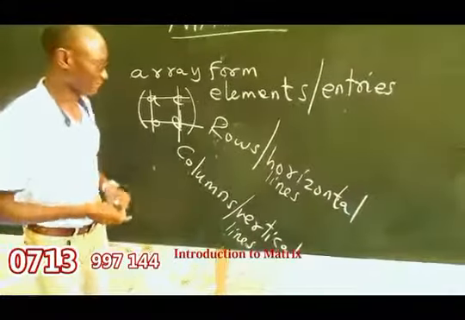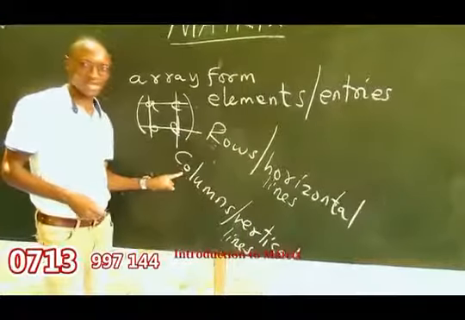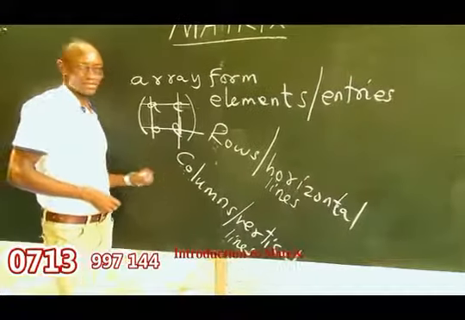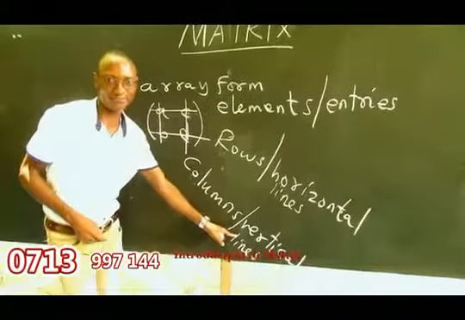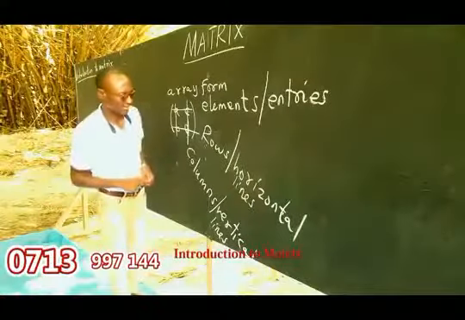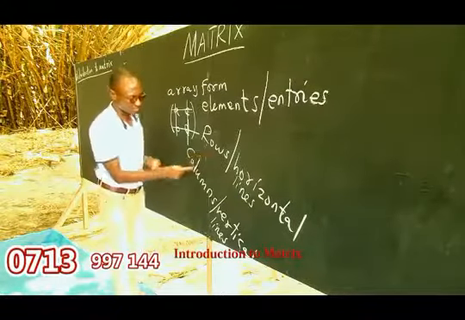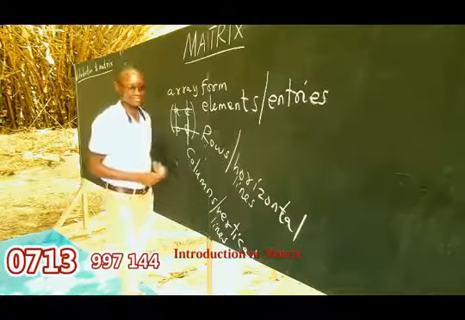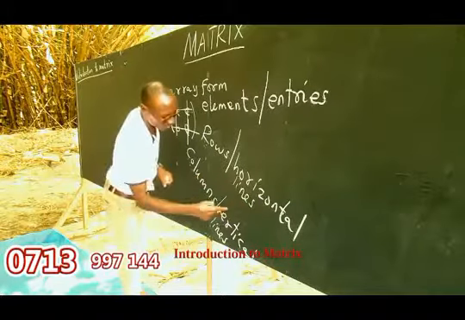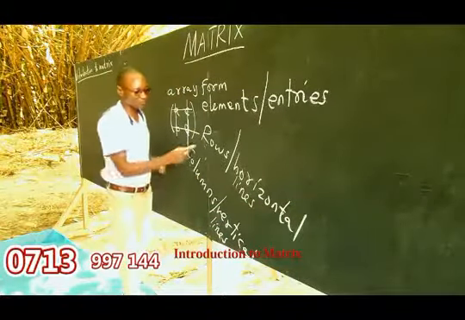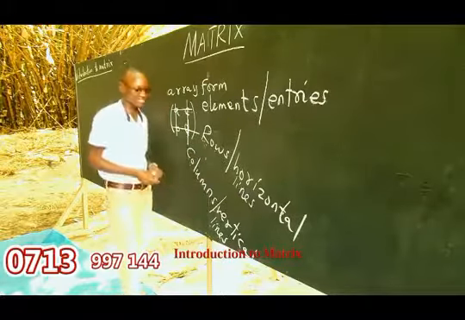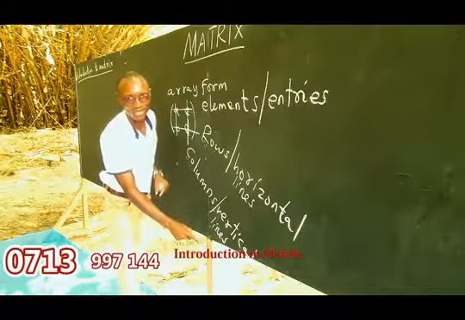Rows and the columns are called the array. Horizontal lines and the vertical lines are called the array. So array is the combination of rows or horizontal lines and the columns or vertical lines.